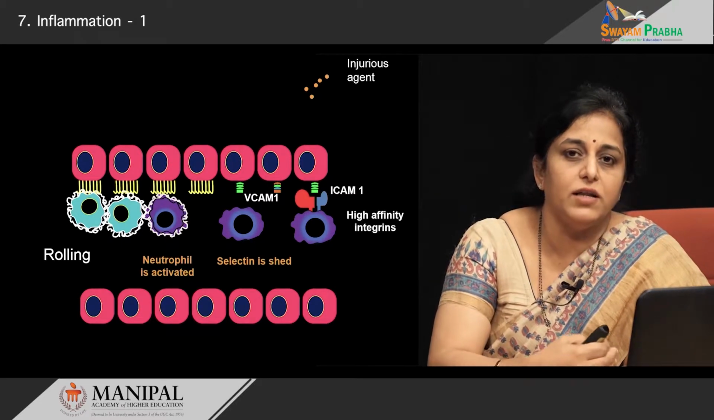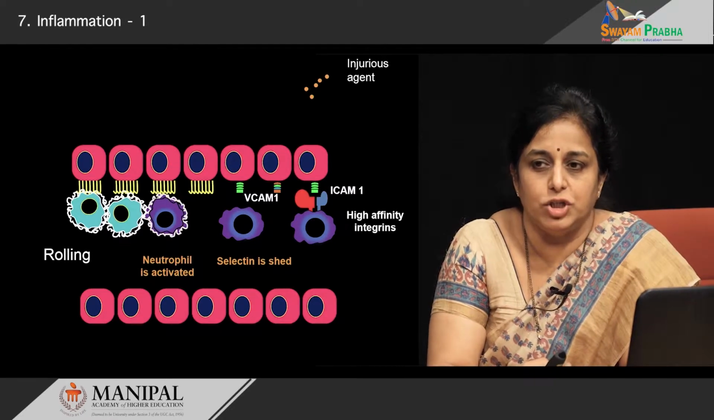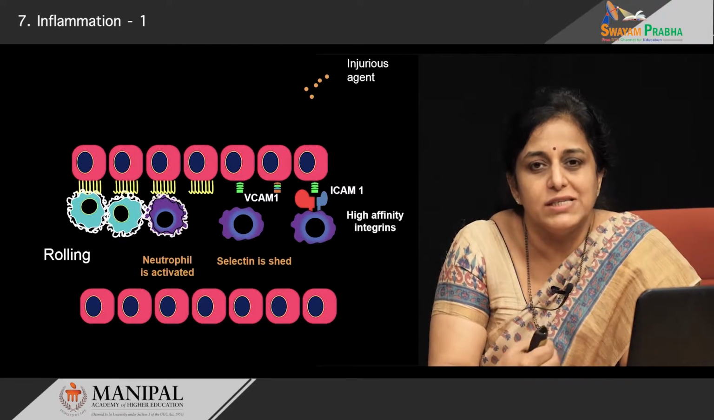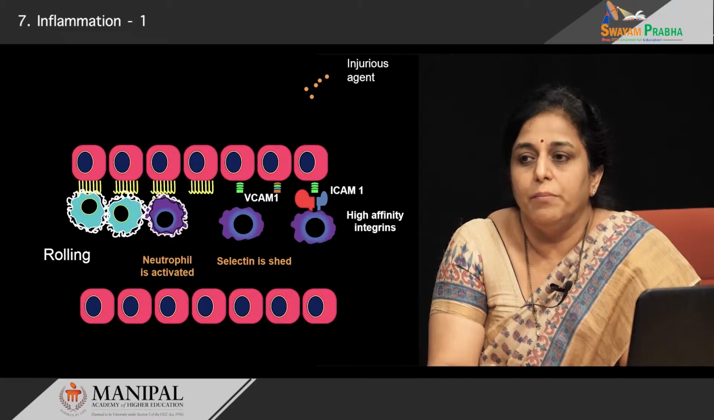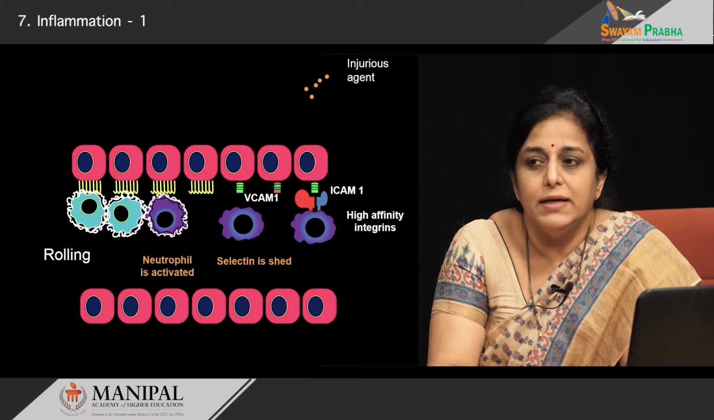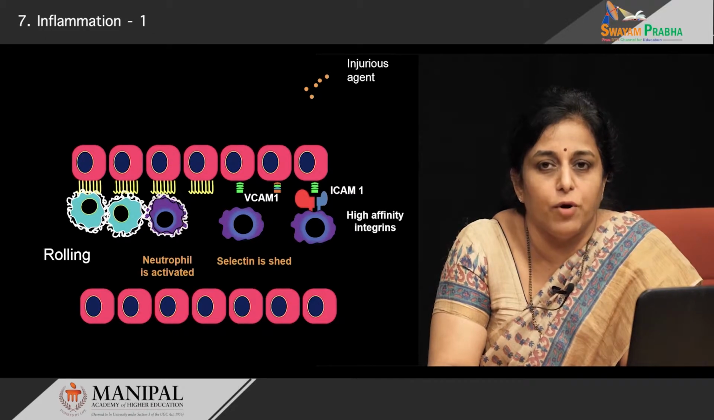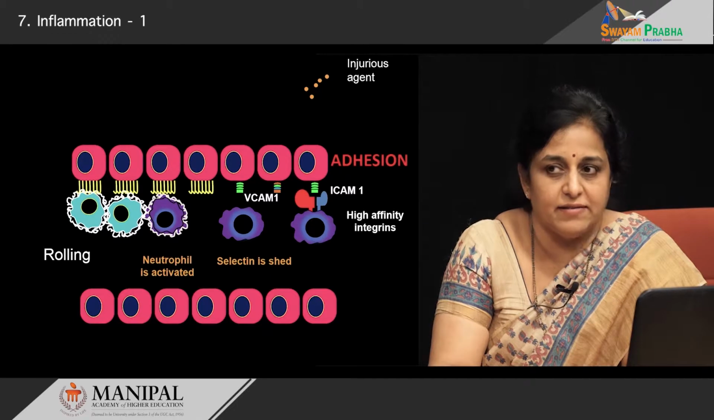In rolling, we saw that there was some adhesion, but it was a very weak, low affinity adhesion, because of which the leukocytes get detached when the blood flows fast. But now, because of the expression of integrins and ICAM, there is binding, and this is a firm adhesion that is brought about between these two cells. So, that is the next step.